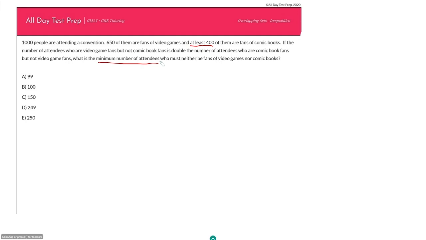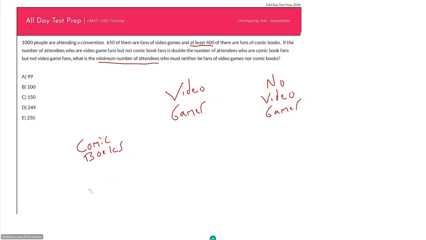Let's start out with what we are comfortable doing, which is just recognizing we have an overlapping set and writing out our headings for our table. So we've got video game fans and comic book fans. Everyone at the convention either is a video gamer or is not a video gamer, and everyone is also either a comic book fan or not a comic book fan.